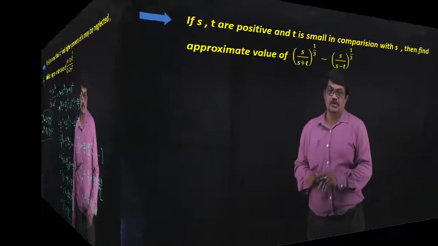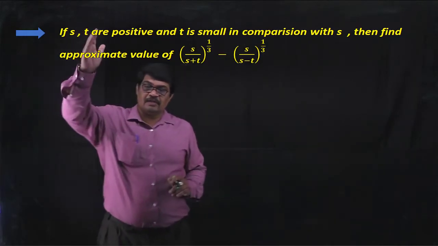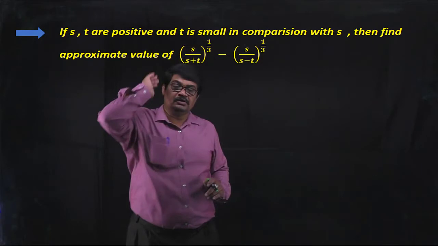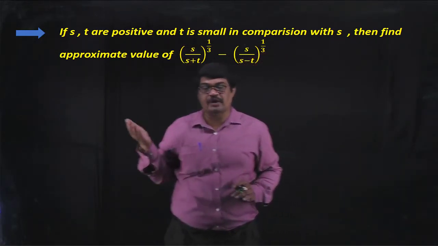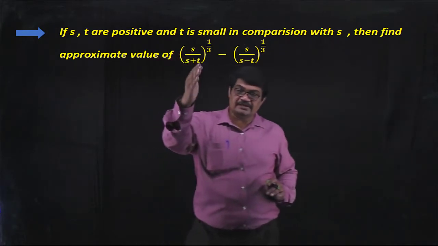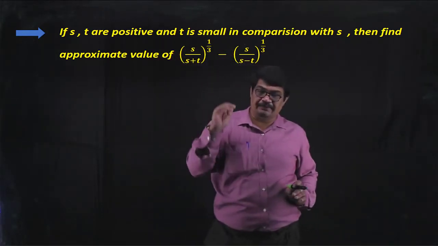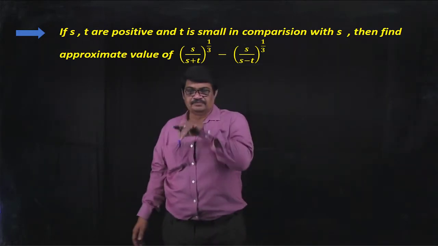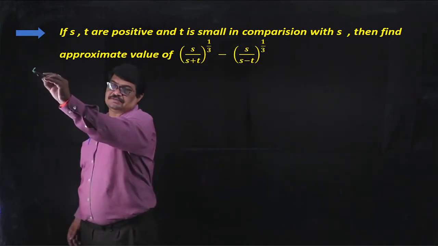See the problem. If s, t are positive and t is so small in comparison with s, then find the approximate value of (s by s plus t) whole power 1 by 3 minus (s by s minus t) whole power 1 by 3. Now we have to find the approximate value of this.